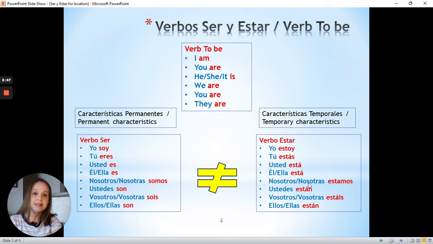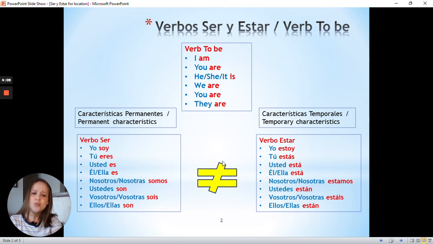Nosotros and nosotras estamos is we are. Ustedes están, you guys are. Vosotros, vosotras estáis. Once again, you guys are, but just in Spain. Ellos and ellas están, which is they are. Masculine and feminine together, and feminine.